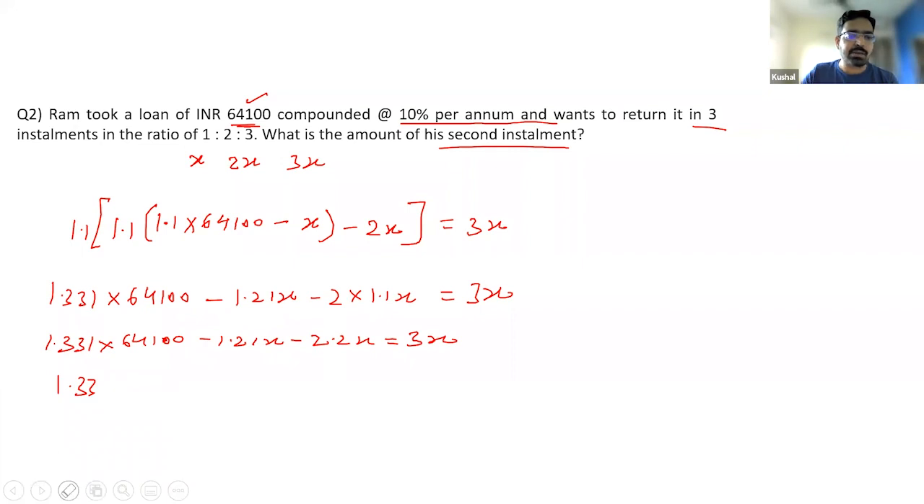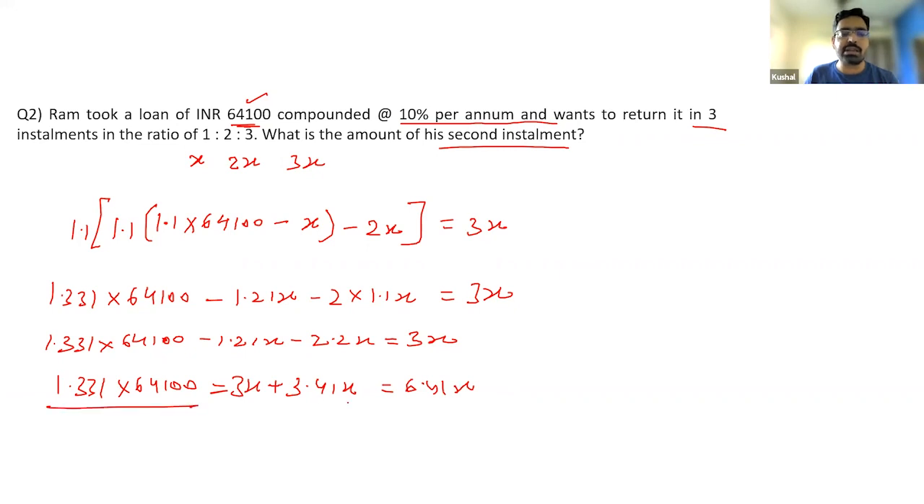It's going to be 1.331 into 64,100 should be equal to 3.3x over here, and this will become 3.41x. So if you solve this, this will become 6.41x. So 1.331 into 64,100 should be equal to 6.41x.